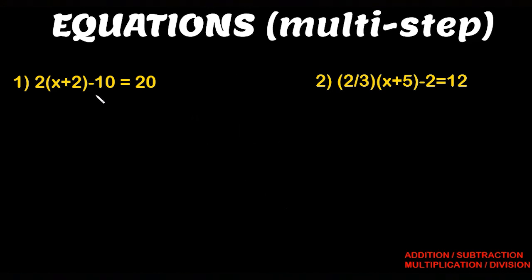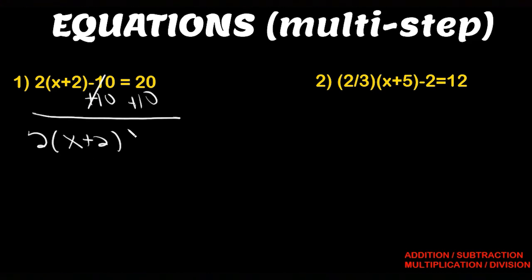So our first step is to add 10. We're going to add 10 on both sides. This will cancel. I'm going to bring down 2 times the quantity x plus 2, equal to 30.